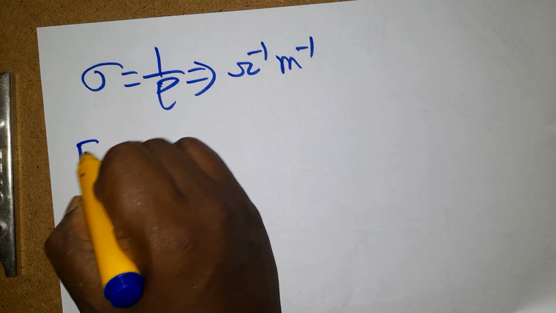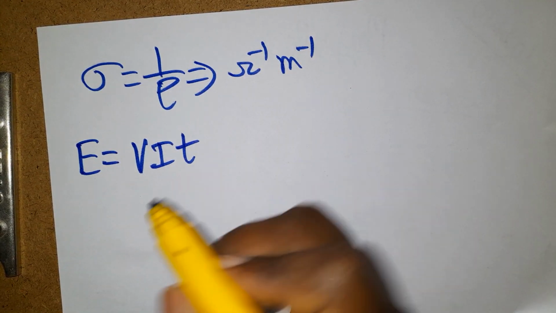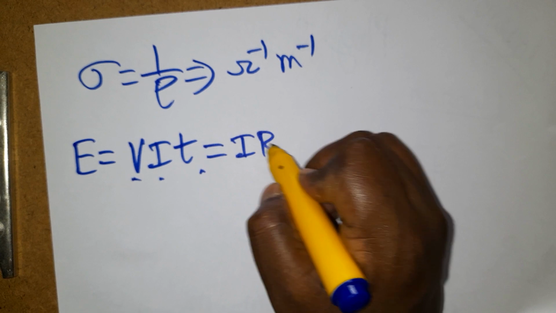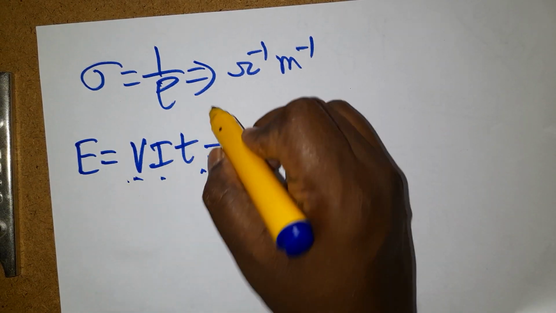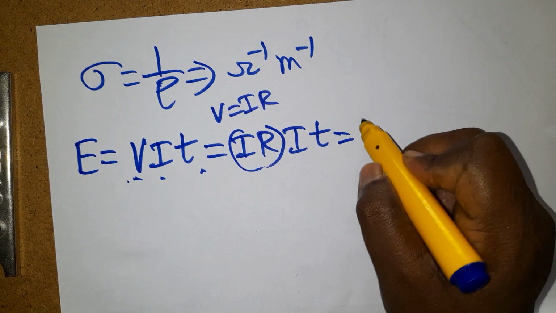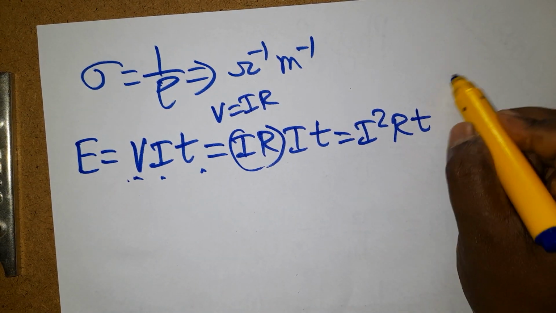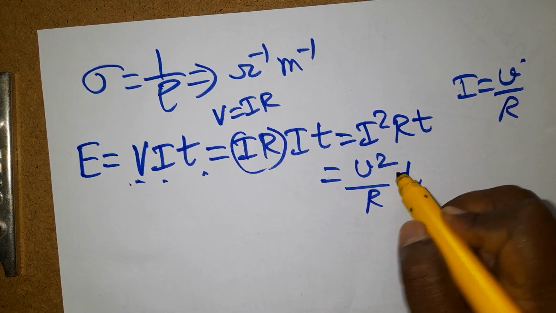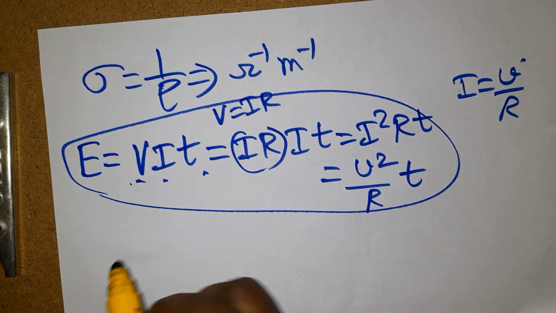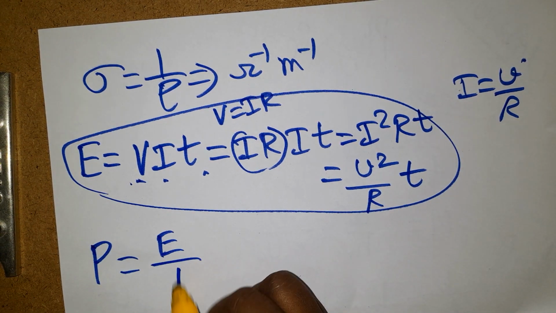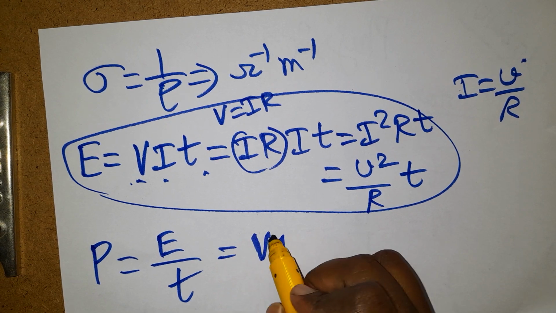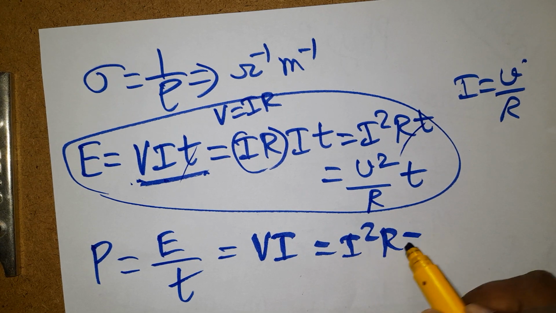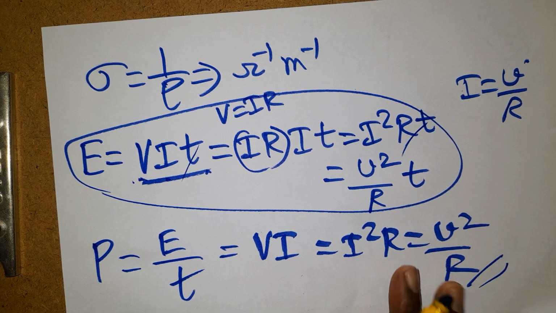Next one, energy formula, VIT. Vellore Institute of Technology, like that also you can remember. What is V now? According to Ohm's law, V is IR. V is IR. Substitute here. I square RT we can get. I square RT. Again I is equal to V by R. So V square by R into T. This is the energy formula. If you want power, power is equal to energy by time. Remove all the times. VI. I just remove the time here. Here I square R. Here V square by R. So this is the power formula.